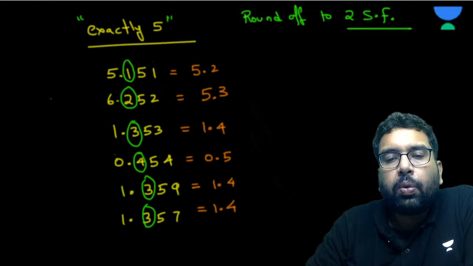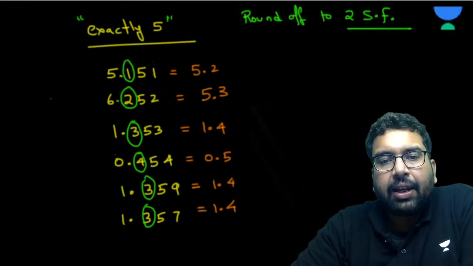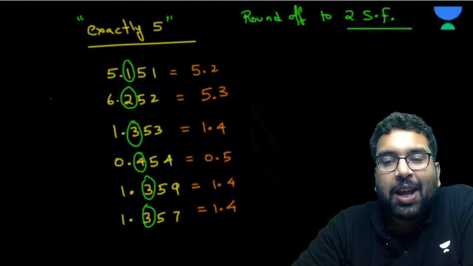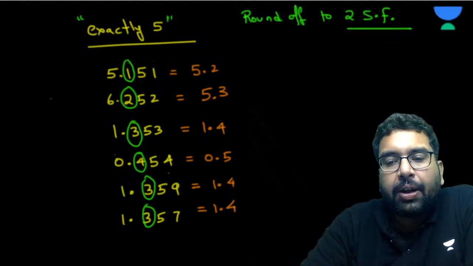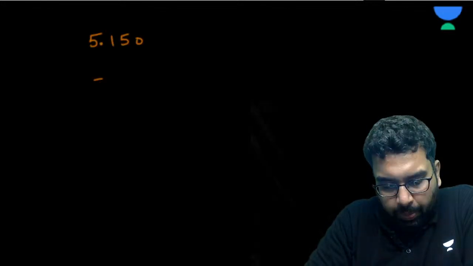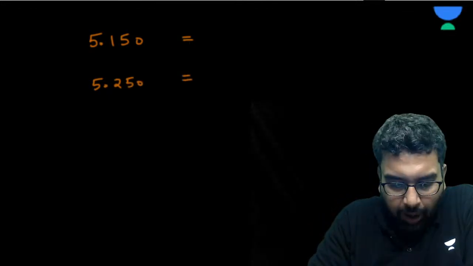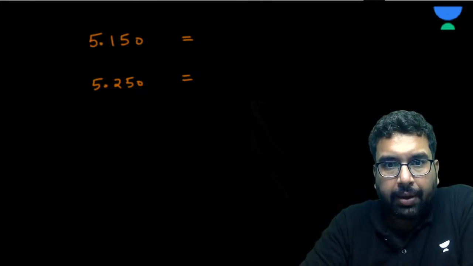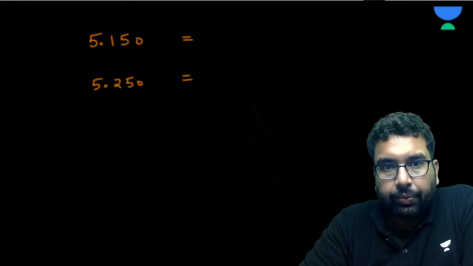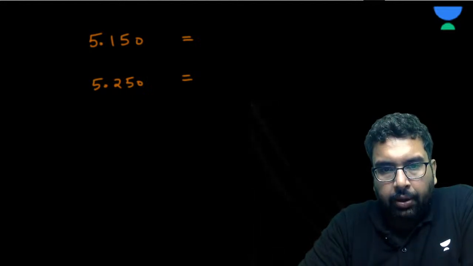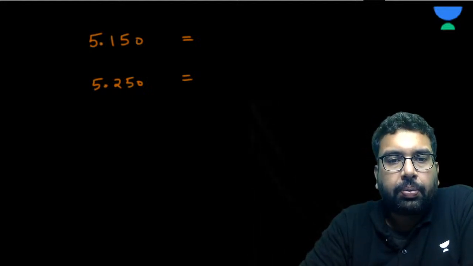Right? So if the digit after the digit you want to round off is exactly 5, you can deal with it. But what happens if it is exactly 0? What will happen if it is, let's suppose, 5.150 or 5.250, and I need to round off to two significant figures? Now how am I going to do it? Can you tell me what will be the round off of this? Vishal and Tanu, and any other live students who are present in the session, you may also answer it.